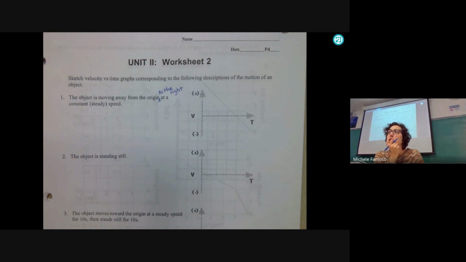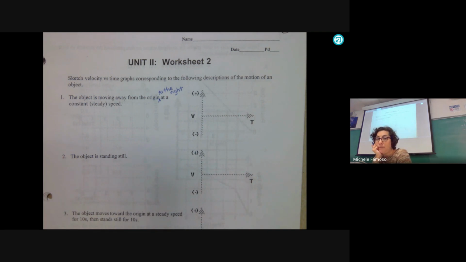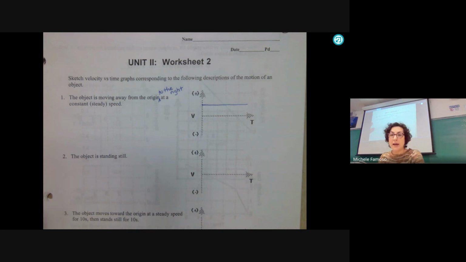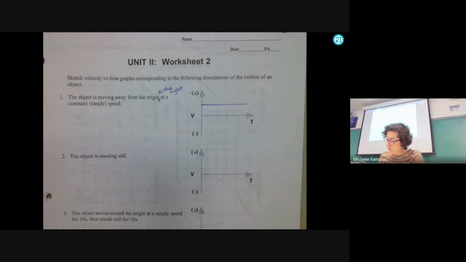What's that going to look like on this graph? What should we sketch? Cam? I agree with that because that means we're moving to the right and it's horizontal. That's right. So a horizontal line up in our positive velocity quadrant because positive means we're moving to the right.